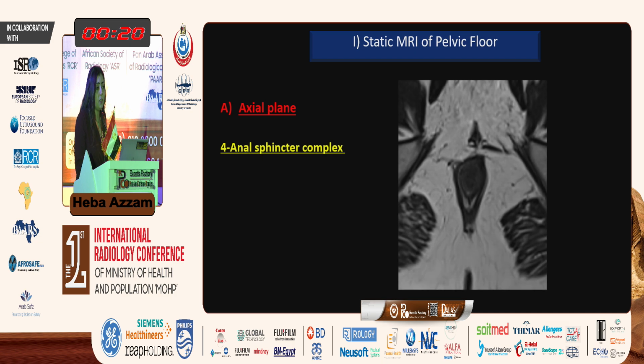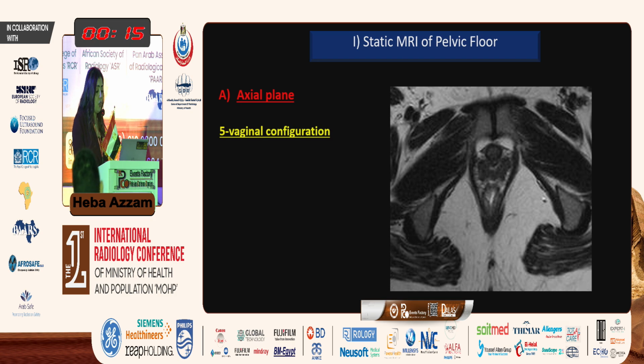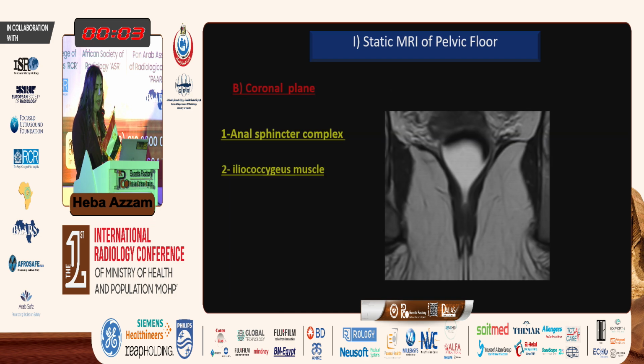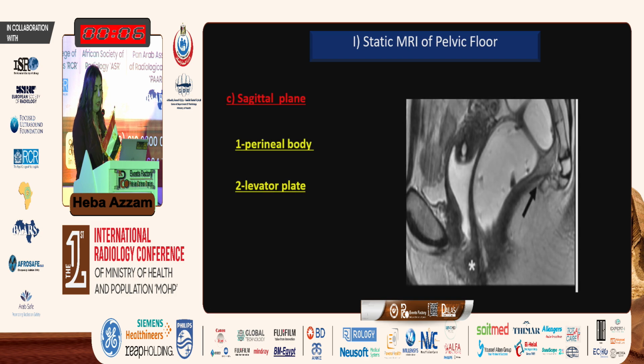We can assess the anal sphincter in the axial plane, as well as the vaginal configuration, which, as we can see here, is H-shaped or butterfly shape, and it's distorted if there is fascial defects. In the coronal plane, we can assess the anal sphincter complex, as we explained before, and the iliococcygeus muscle. In the sagittal plane, we can assess the perineal body, here, situated between the vagina and anus, and the levator plate, which is the posterior part of the levator ani muscle.